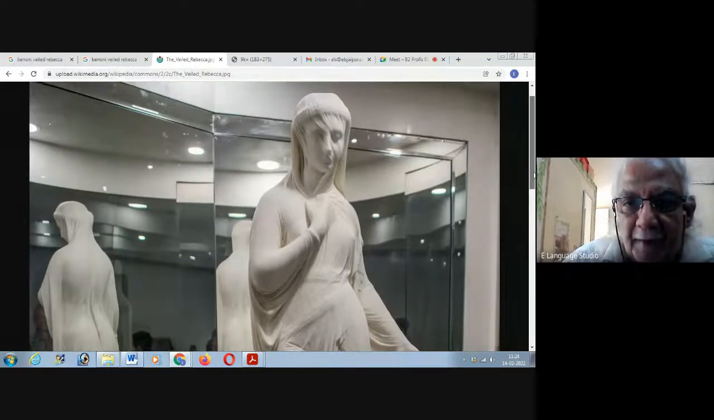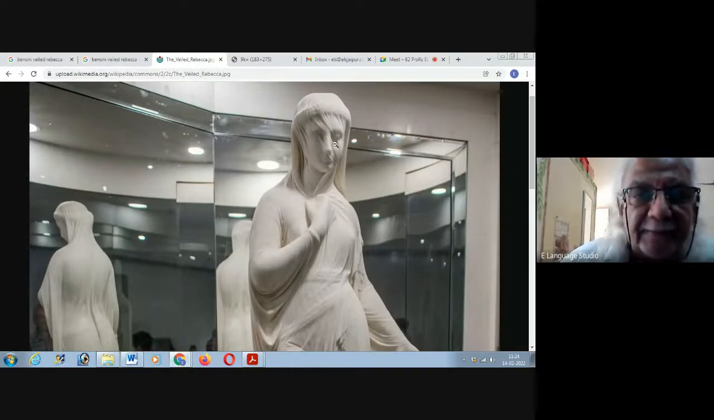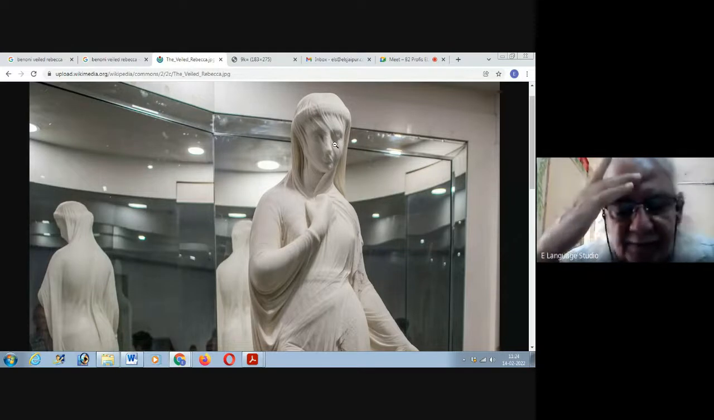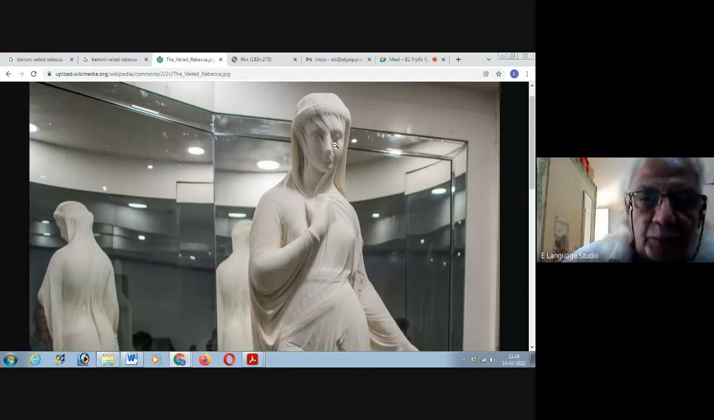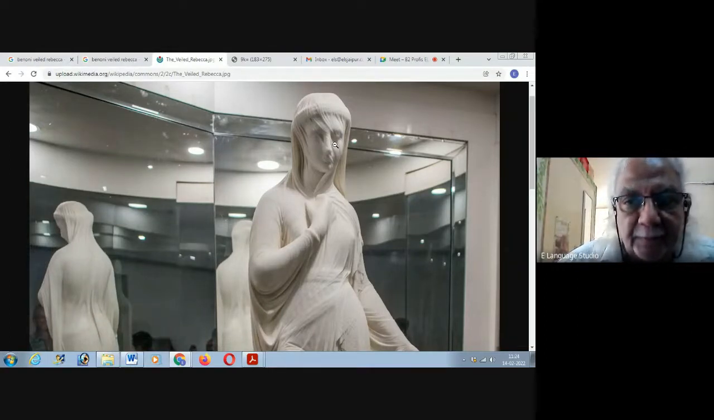Pure marble. Diese Statue befindet sich in Hyderabad jetzt. This statue is in Hyderabad. This is nicht das Original. He made other copies, but there is one here in Hyderabad in the museum, Salar Jung Museum.